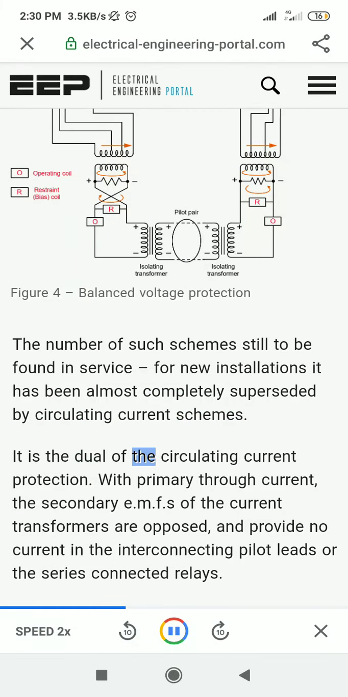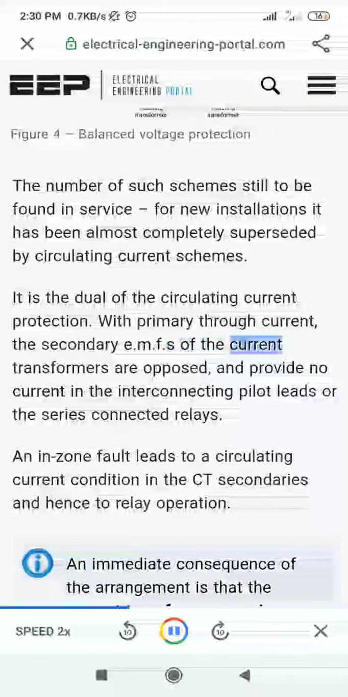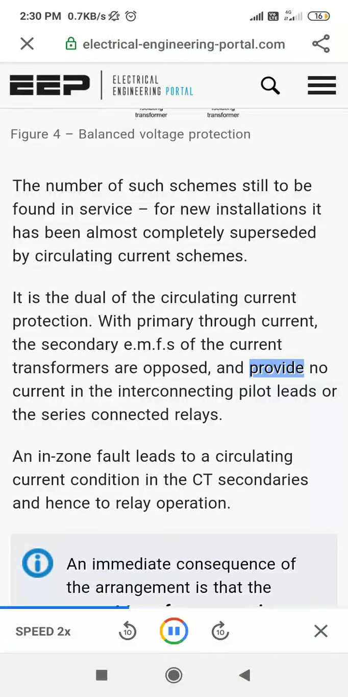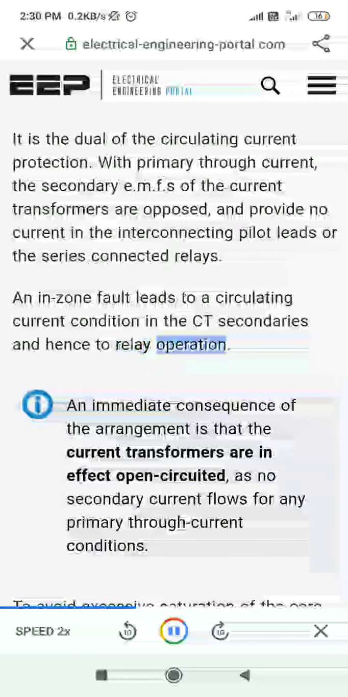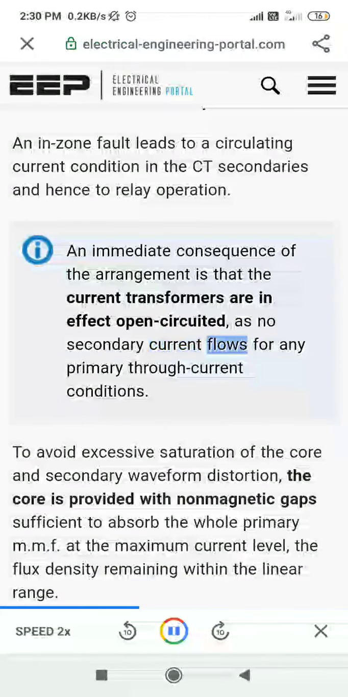It is the dual of the circulating current protection. With primary through current, the secondary EMFs of the current transformers are opposed, and provide no current in the interconnecting pilot leads or the series connected relays. An in-zone fault leads to a circulating current condition in the CT secondaries and hence to relay operation. An immediate consequence of the arrangement is that the current transformers are in effect open circuit, as no secondary current flows for any primary through current conditions.